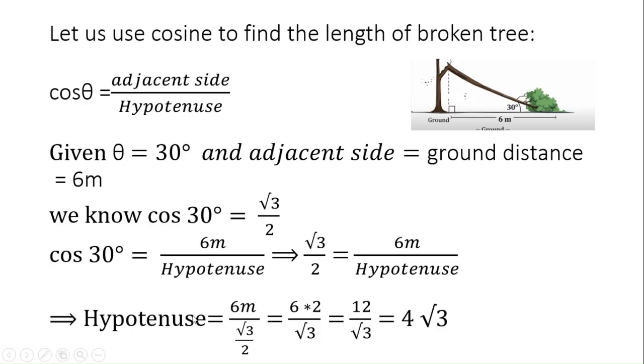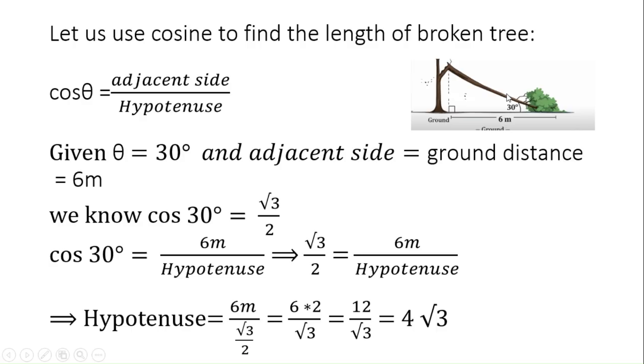So hypotenuse is nothing but 6 meters, transposing the terms, 6 meters by root 3 by 2. So finally, after simplification, we get the hypotenuse of that particular right angle triangle is nothing but 4 into root 3. This 4 into root 3 is the hypotenuse of the right angle triangle, which in terms is the length of the broken part of the tree. So here to here, the length of the broken part of the tree.